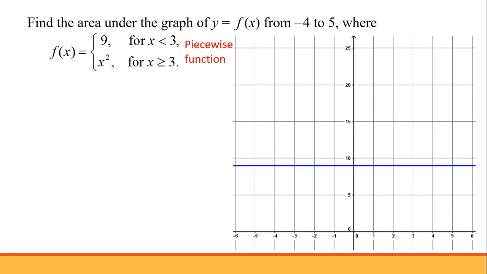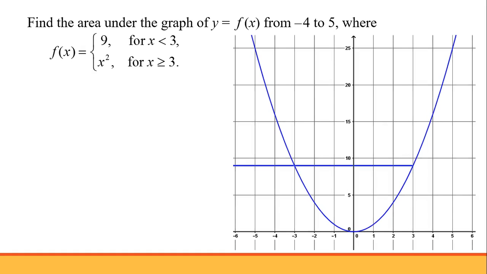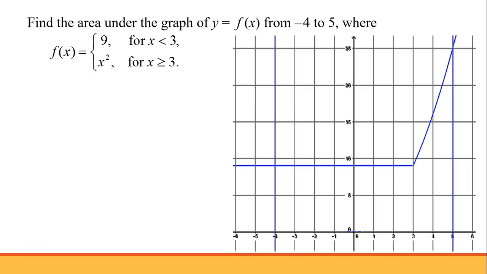Well, let's look at y equals 9, and then only graph the part of that that has x coordinates less than 3. And we'll look at the graph of y equals x squared, but only keep the part of that graph that has y coordinates that are bigger than or equal to 3. So now we've got a graph that looks like this, but we have two more bounds that we need to look at. The x-axis also serves as a bound. So this is the region that we're trying to find the area of.